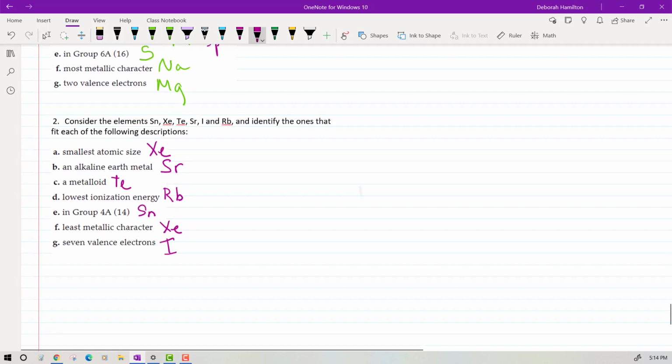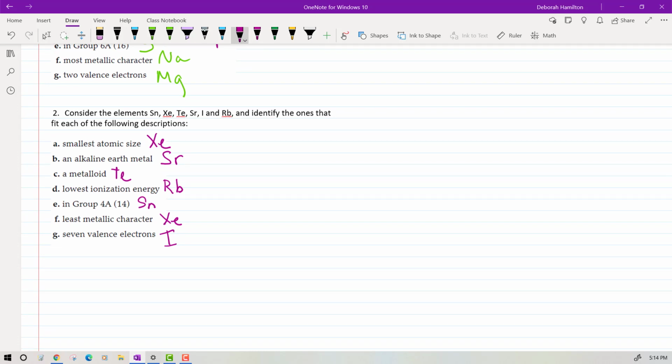All right, the second set is kind of the opposite. We're looking at the smallest atomic size. That would be xenon because it's all the way over there on the right with the highest number of protons pulling in the electrons at about the same main level of energy all the way across that row. Alkaline earth would be strontium out of the group that's up here. Rubidium, the metalloid is tellurium, because it's touching the staircase. Rubidium has the lowest ionization energy out of the group. It's the lowest one in that particular group.